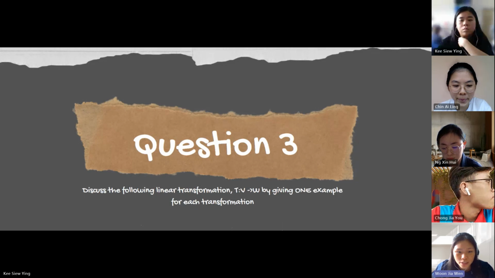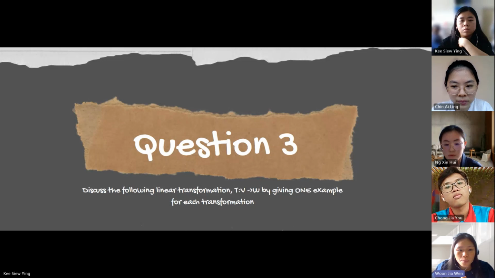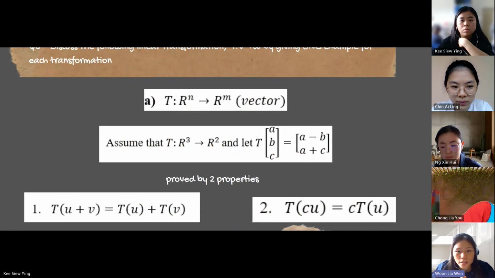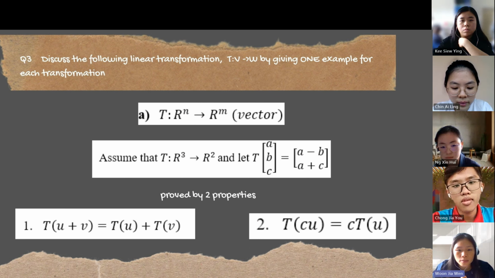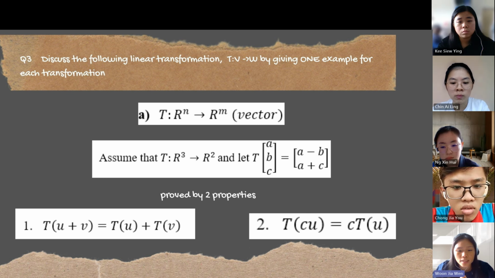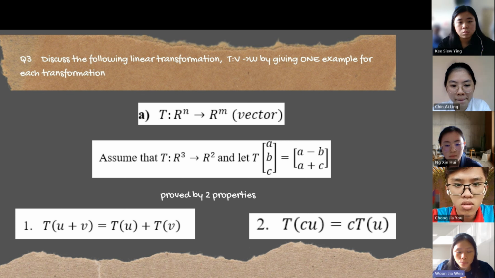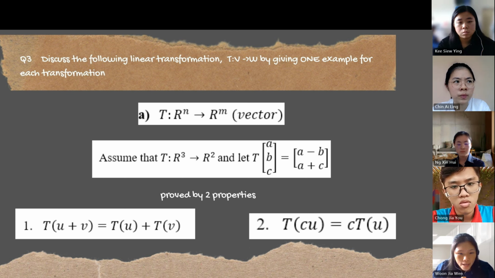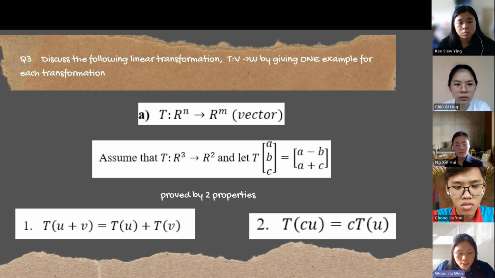Question 3 is to discuss the following linear transformations by giving one example for each transformation. I will explain question 3 part A, which is about the vector. I assume that T maps R cubed to R squared, and I let T of (A, B, C), which is a 3 times 1 matrix, map to the 2. According to this, we need to prove it by two properties as shown on the slide, property 1 and property 2.